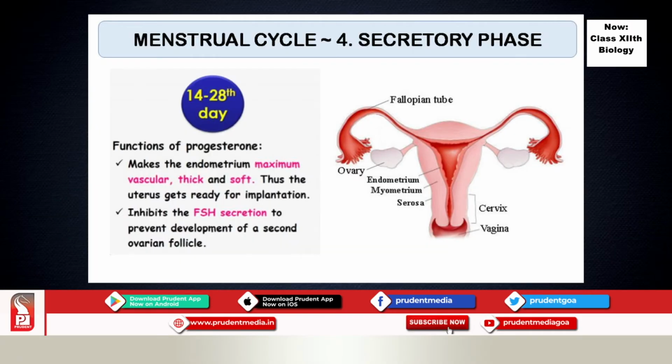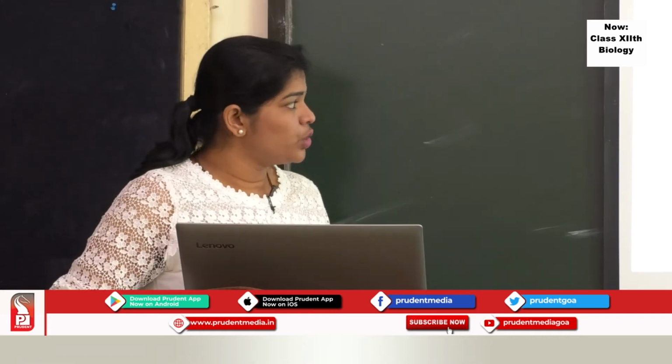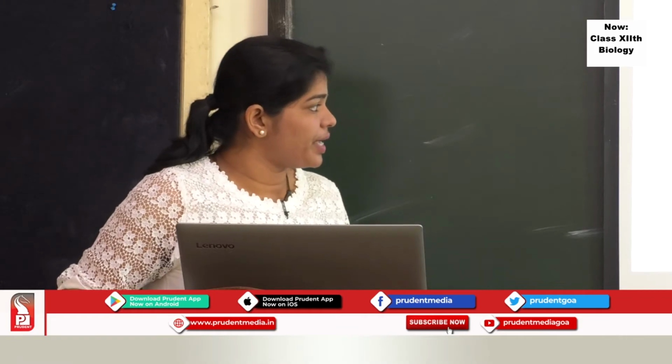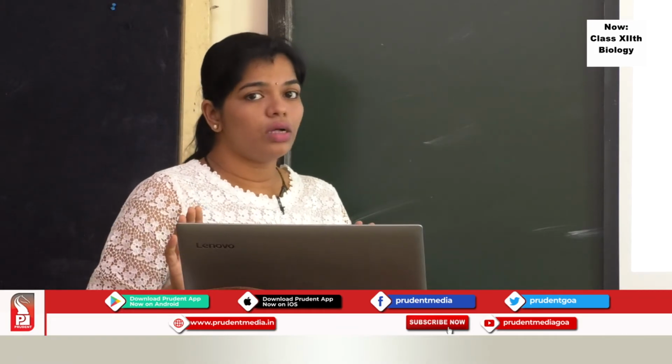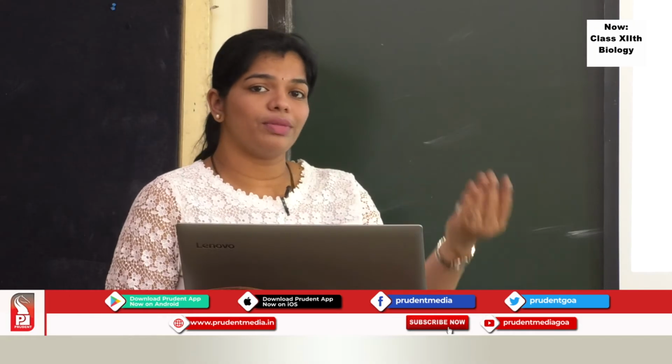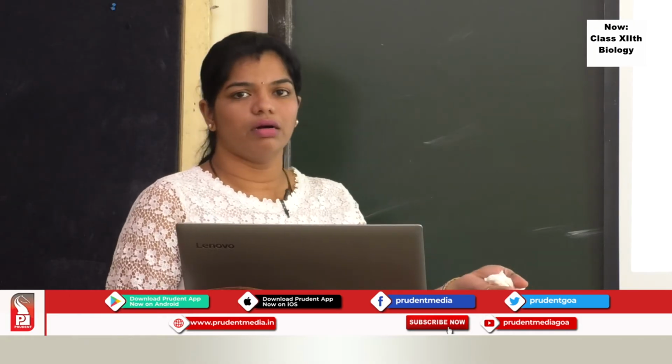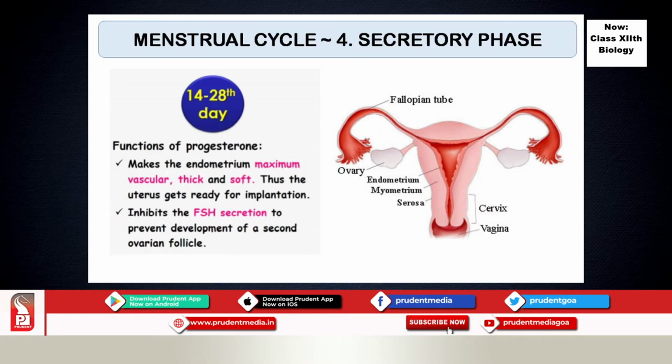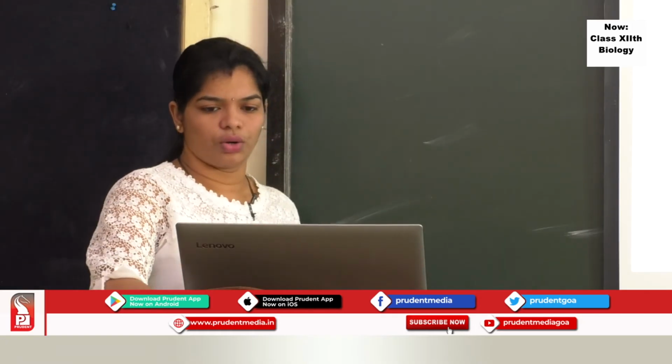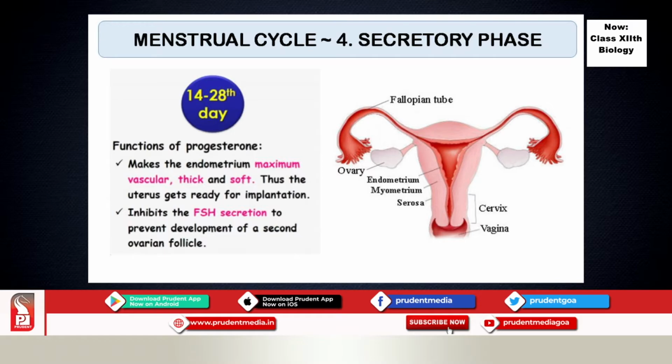The progesterone also inhibits FSH secretion to prevent the development of a second ovarian follicle. So until now the ovary doesn't want to go for the formation of a second Graafian follicle, because there are chances of fertilization taking place. So the FSH has to be inhibited, and who does it? The progesterone. If you can see in the diagram, by the time of the secretory phase, the endometrium lining has formed back again.